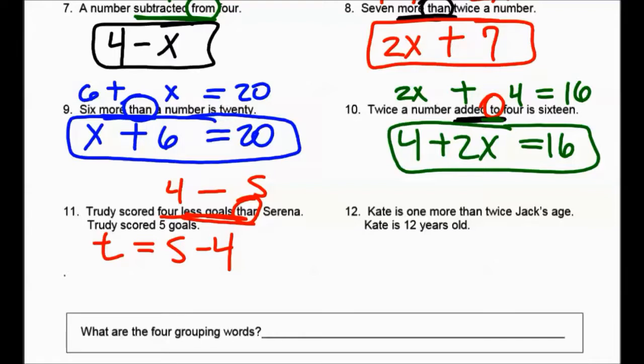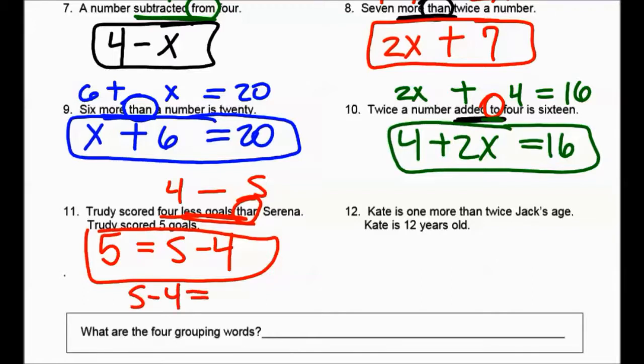So instead of using t for our variable, we know that she made 5 goals. So instead, I can change that to a 5. I know that she made 5 goals. So Trudy made 4 less than Serena, but she also made 5. So guys, we can write it like that if we want, or we can also write this one like this. That's an S. The beginning part is an S. Okay?